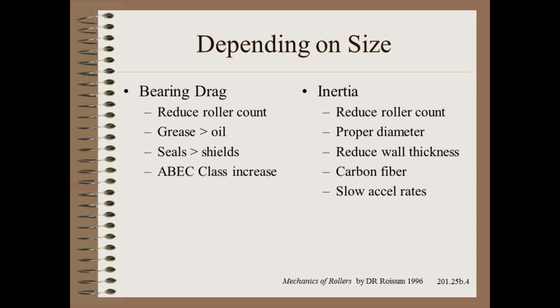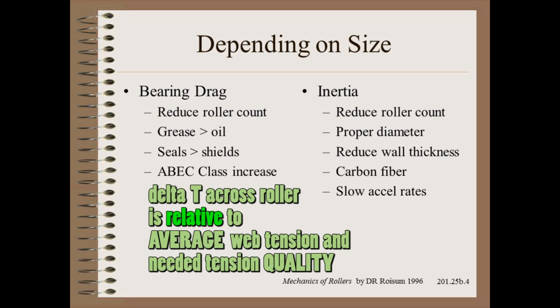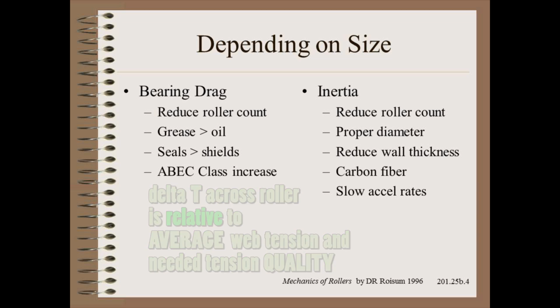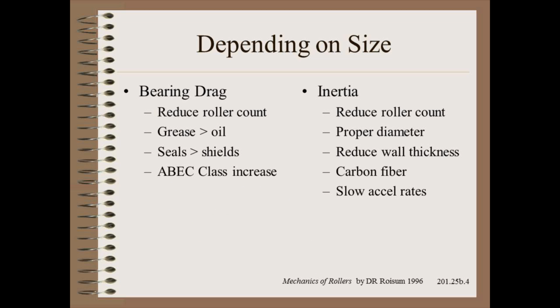Now, depending on which component is bigger or more serious, we get a different set of options. Of course, the size of the delta T is relative to the number of rollers you have, as well as the average tension and the tension quality you need. You might wish, for example, that the tension did not rise more than, say, 10% in any drive zone if the process is fussy. If bearing drag is larger, we will first reduce roller count.